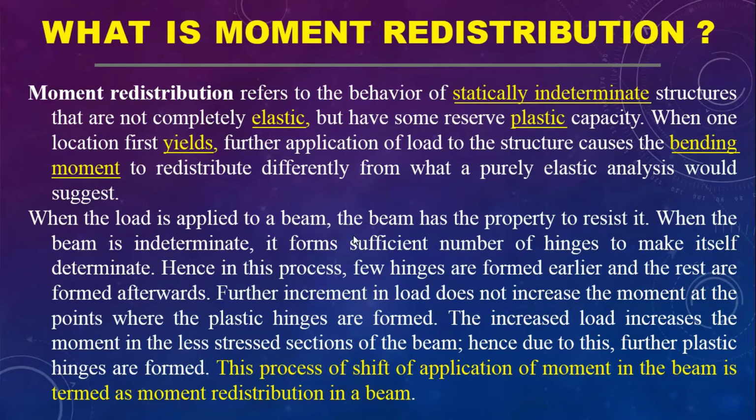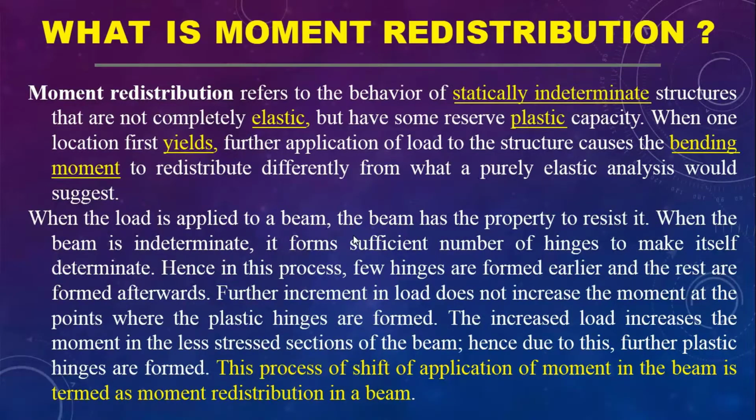Going further, when the load is applied to a beam, the beam has a property to resist it. When the beam is indeterminate, it forms a sufficient number of hinges to make itself determinate. Hence, in this process, few hinges are formed earlier and the rest are formed afterwards. Further, the increment in the load does not increase the moment at the points where plastic hinges are formed. The increased load increases the moment in less stressed sections of the beam. Hence, due to this, further plastic hinges are formed. In this process, the shift of application of moment in the beam is called moment redistribution in the beam. So I hope you understood this.